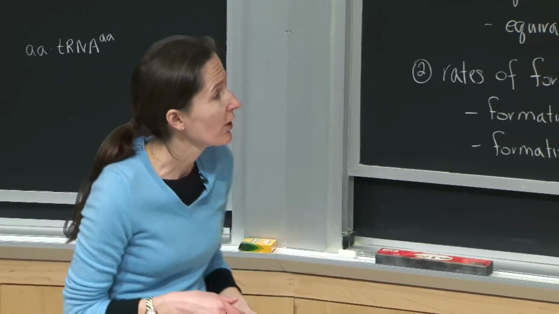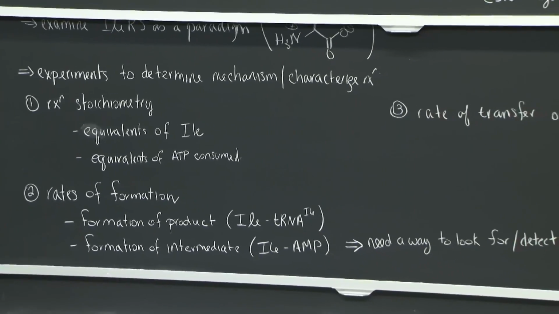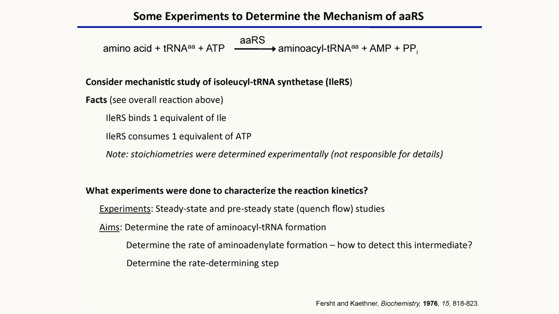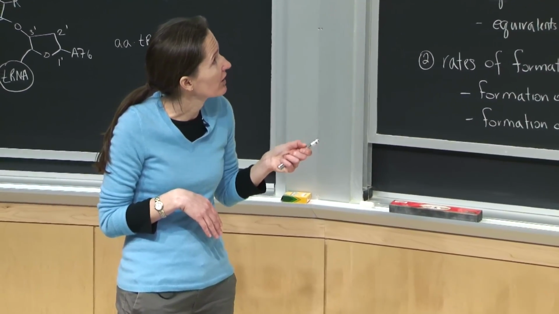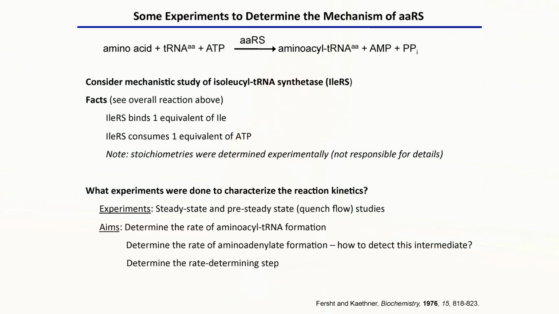Okay, so first thinking about reaction stoichiometry, we're not going to go over the experiments that were done to define this. I'll just tell you some facts that result from some experimental studies. So this isoleucine aminoacyl tRNA synthetase binds one equivalent of isoleucine as indicated in the overall reaction. And it consumes one equivalent of ATP, also as shown in this overall reaction, to make one equivalent of the aminoacyl tRNA. Okay? And these stoichiometries were determined experimentally.